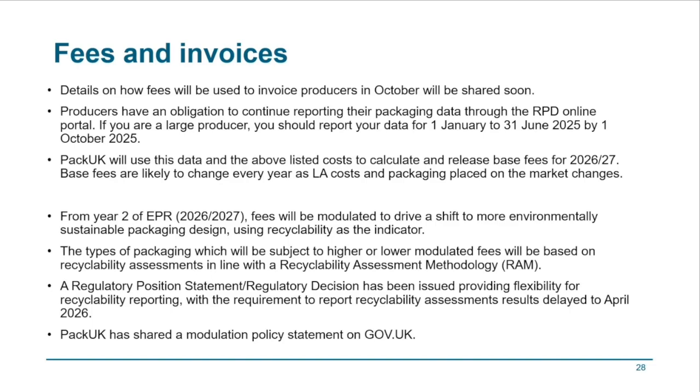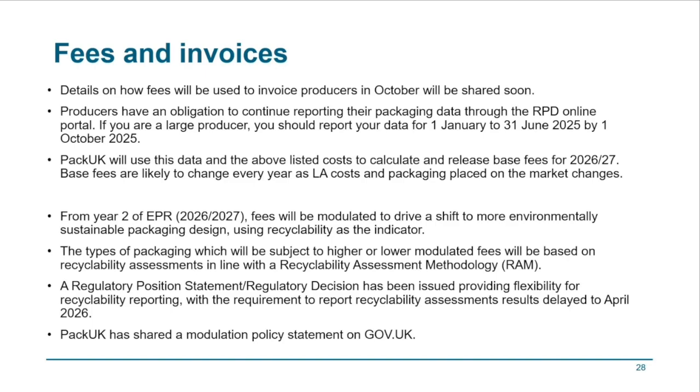The other document I'll point your attention to is the modulation policy statement published by PackUK on gov.uk. This highlights the modulation factors we'll be applying in years 2, 3 and 4 of the scheme, which are 1.2, 1.6 and 2 for those 3 years, and that'll be the multiplier applied to the red base fee. That's also a point where I'll pause, as I've seen questions around when we will have clarity on the fees for year 2 of the scheme.